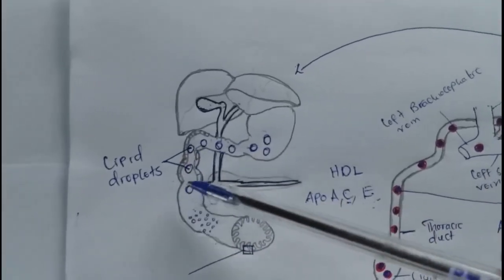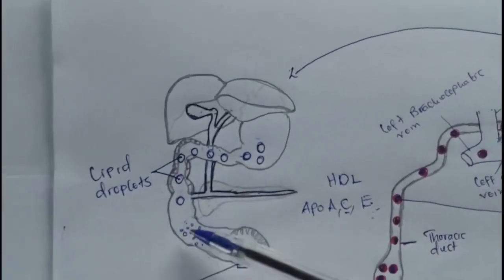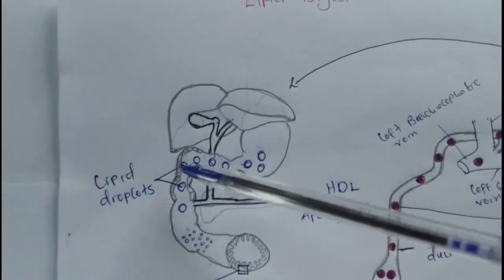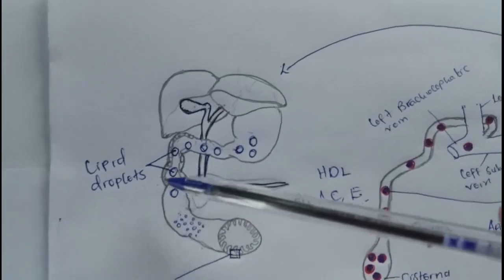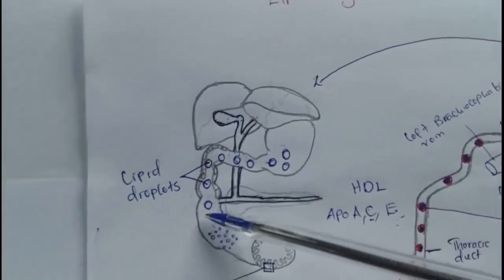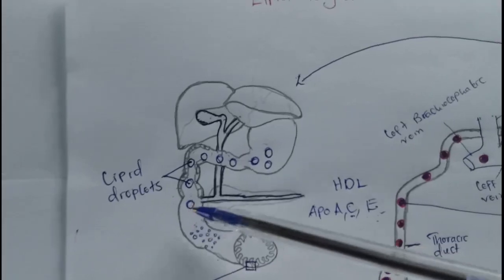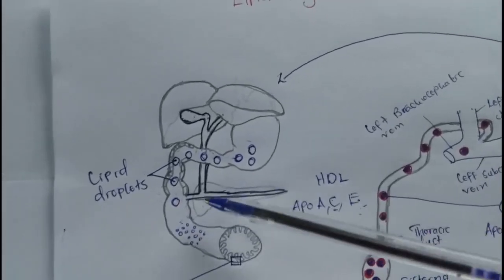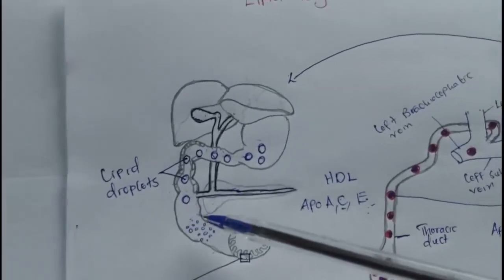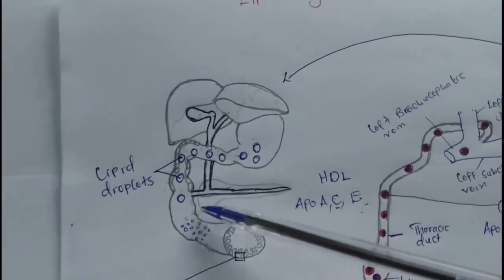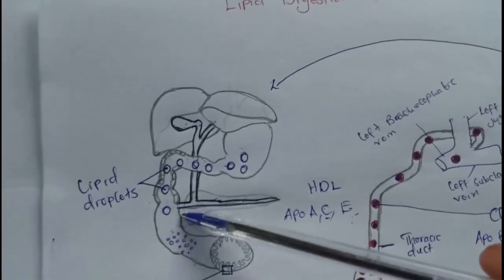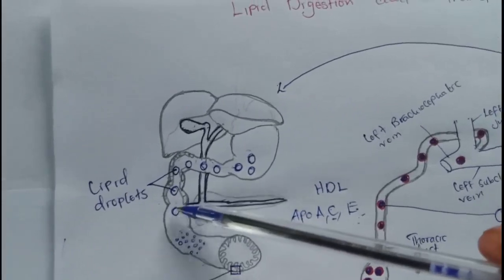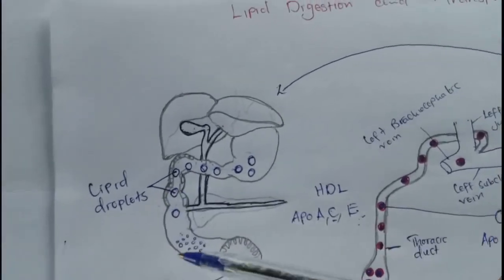When those lipid globules have been emulsified, so one thing, this emulsification is one factor that is needed for the pancreatic lipase to act on these lipid droplets. Another factor that is needed is that the pancreatic lipase needs an assistant. That assistant is known as colipase. A colipase enzyme is also attached to the pancreatic lipase. That is another factor that is needed for the pancreatic lipase to act on the lipid droplets.